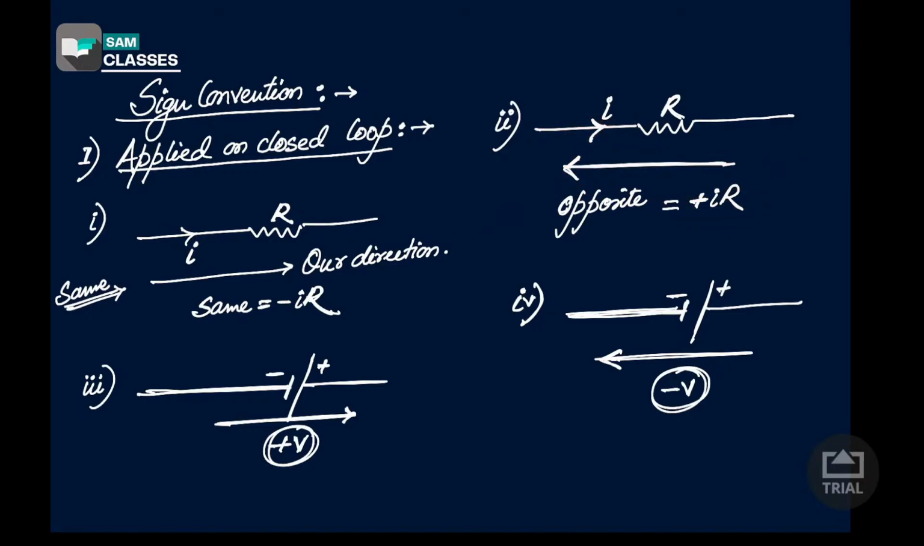After that, if I am hitting the negative small danda of the battery, in the direction in which I am going, I'll take positive voltage. And if I am hitting the big danda of the battery, I'll take the negative of the voltage. Clear this part till here, everybody.